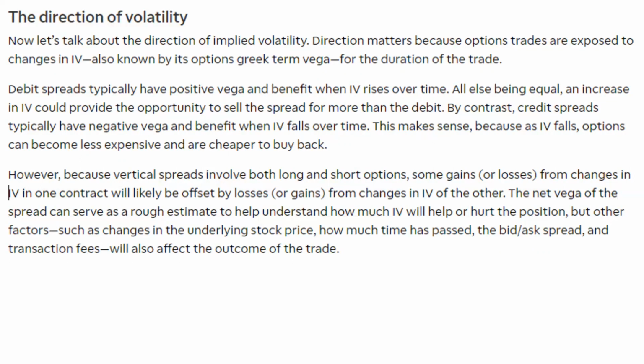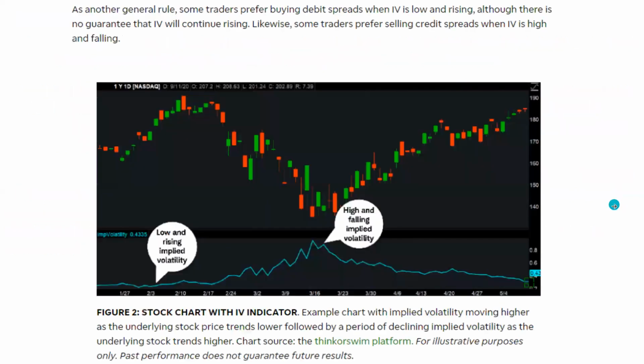However, because vertical spreads involve both long and short positions, some gains or losses from changes in IV in one contract will likely be offset by losses or gains from changes in IV of the other. The net vega of the spread can serve as a rough estimate to help understand how much IV will help or hurt the position, but other factors such as changes in the underlying stock price, how much time has passed, the bid-ask spread, and transaction fees will also affect the outcome of the trade.